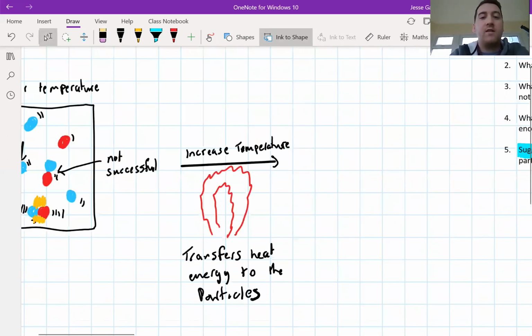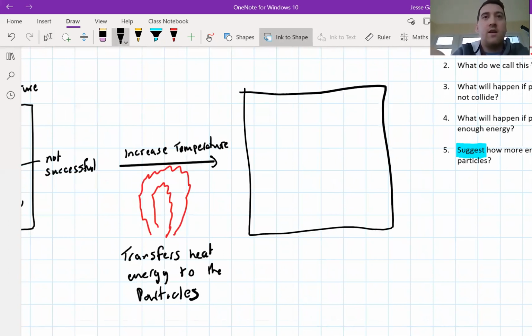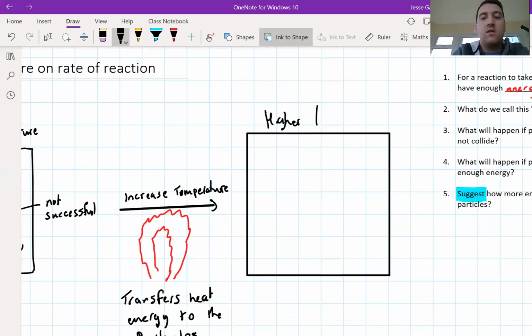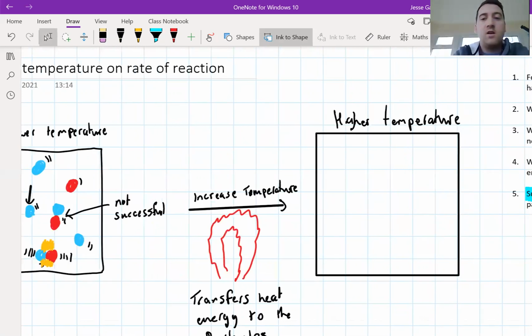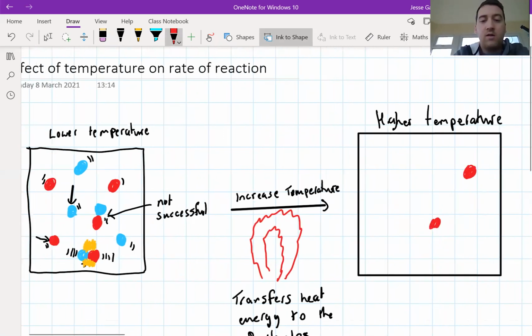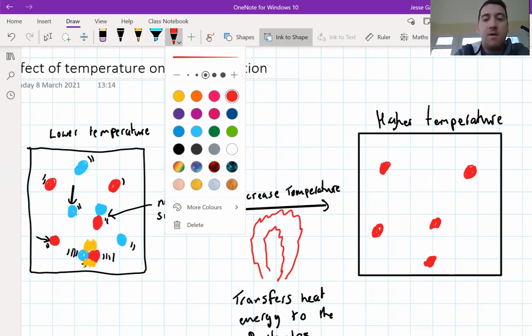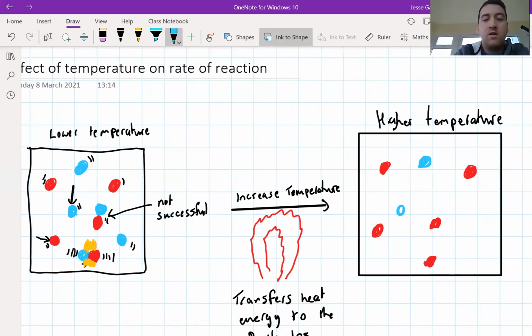How is that going to have any effect? Well, over here, let's draw the container again. I want to say this is the container at a higher temperature. Now we won't have changed the particles or the amount of particles or anything else about them. They'll still be the same size. So I'm going to draw some of the particles in the same place so that it's equal amounts of particles. There we go. So we've got the same amount of red particles and we're going to put in the same amount of blue particles.